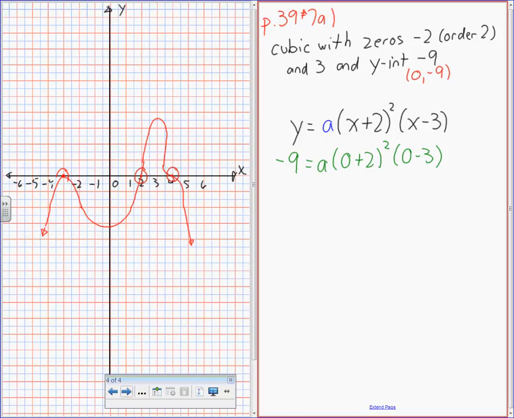Now please be brave and ask, because this is sort of a big thing for today. We're going to do a few of these today to make sure we're good. Matt, are you okay with what's happening here? Matt, I'd like you to use the power of a calculator or your brain. What is 2 squared equal to, please? Good. So I just did 0 plus 2 is 2, 2 squared is 4, and then negative 3. 4 times negative 3 is negative 12. So a should be positive 3 quarters.